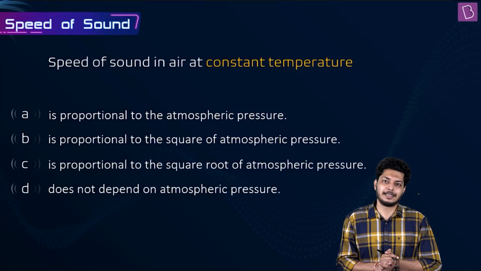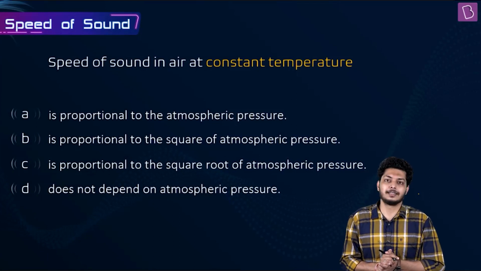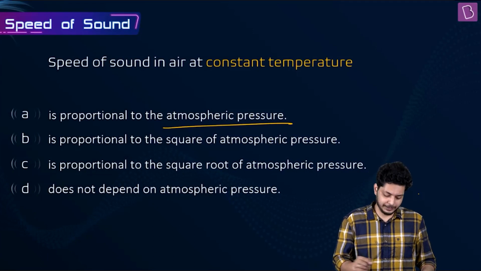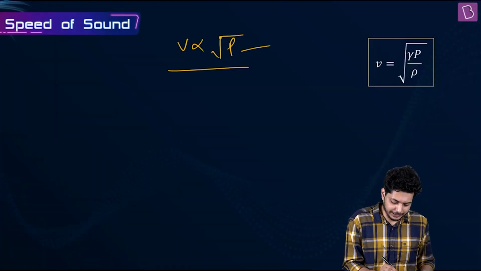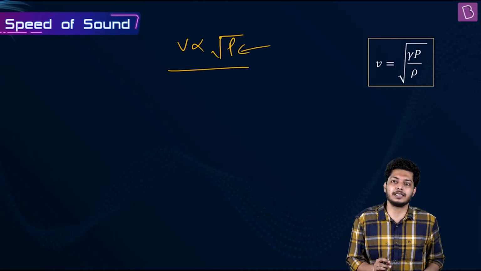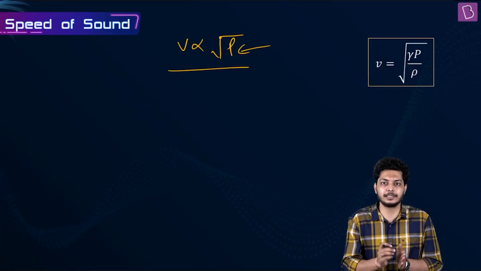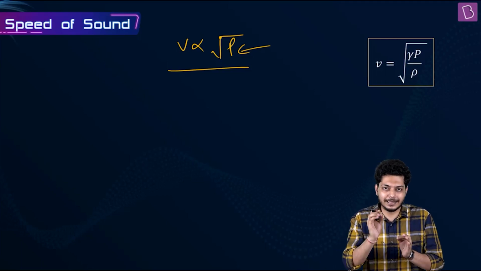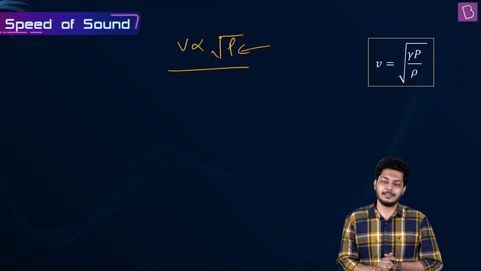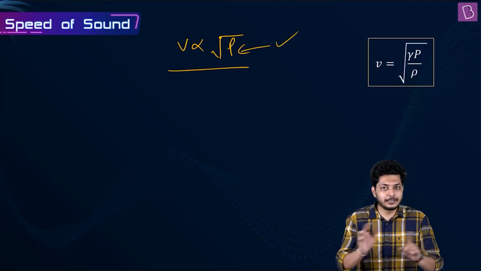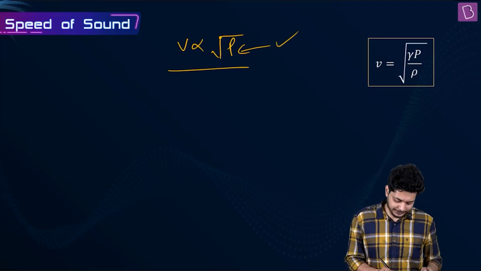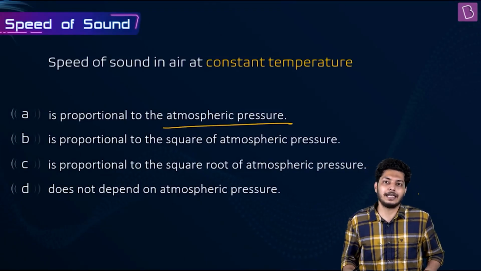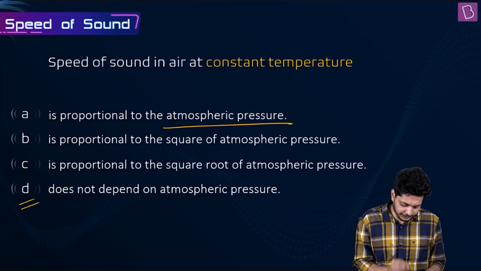Wrong. Read out the statement once more. It is saying atmospheric pressure. This pressure is not atmospheric pressure. It is the value of pressure at that point where we are calculating the speed of sound, the pressure in that medium at that point, right? This is that pressure, not the atmospheric pressure. So how can we say that it depends on atmospheric pressure? No, it does not depend on atmospheric pressure. That is why option D will be correct.